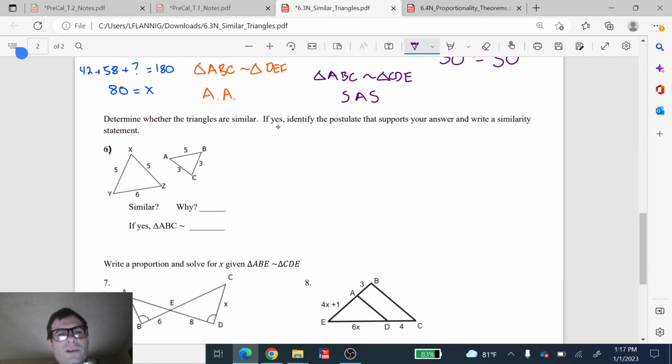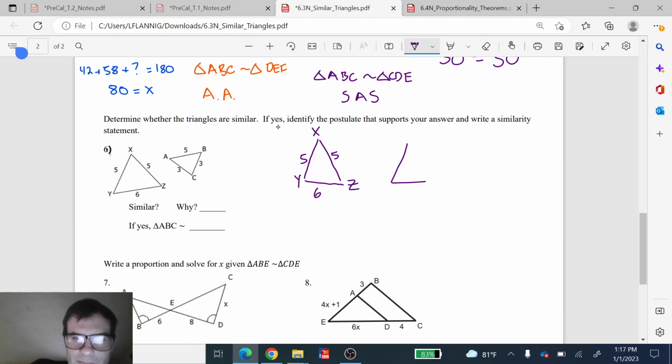Next, determine whether these triangles are similar, and if yes, identify the postulate that supports this. So again, I'm going to redraw this so that way these triangles are in the same position. I just think it makes it easier to see. So I know these are isosceles triangles. So this 5 and 5 are on top with the 6 right here. That's X, Y, and Z. And then this triangle over here, in the same position, we have 3, that's the isosceles part, and 5 on the bottom, A and B right here.